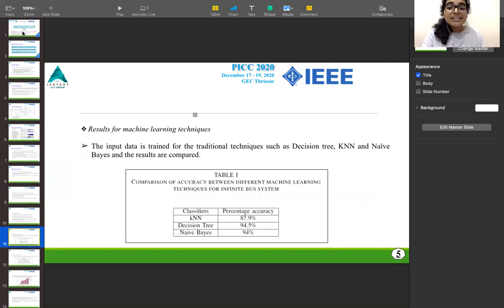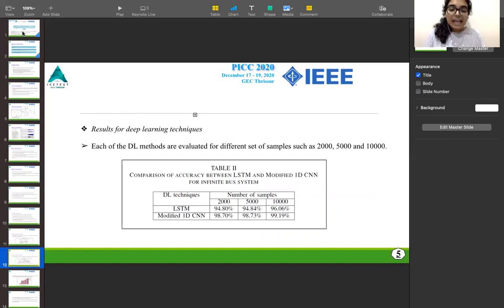These are the results for various machine learning techniques that have been used. And we have KNN with almost 87.9% accuracy, the decision tree with 94.5% accuracy, and the naive Bayes that resulted in 94% accuracy. So we have the highest accuracy for decision tree in machine learning techniques. The deep learning techniques, LSTM and modified one-dimensional CNN, for different number of samples were collected, and we have arrived at the conclusion that modified 1D CNN tops it all with almost 99% accuracy.